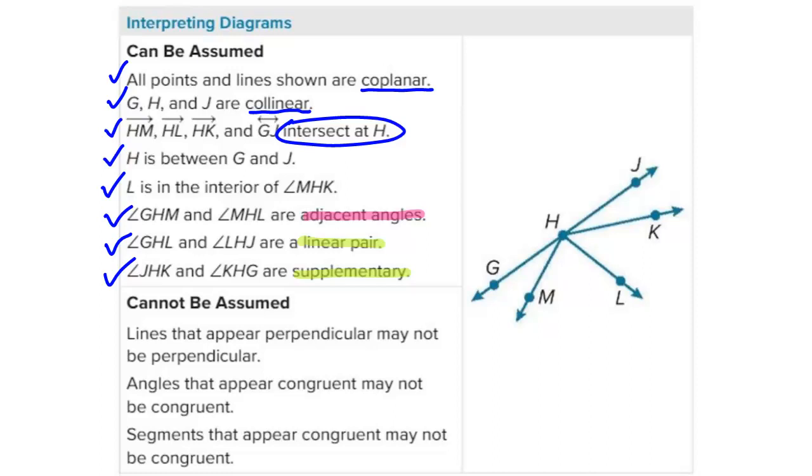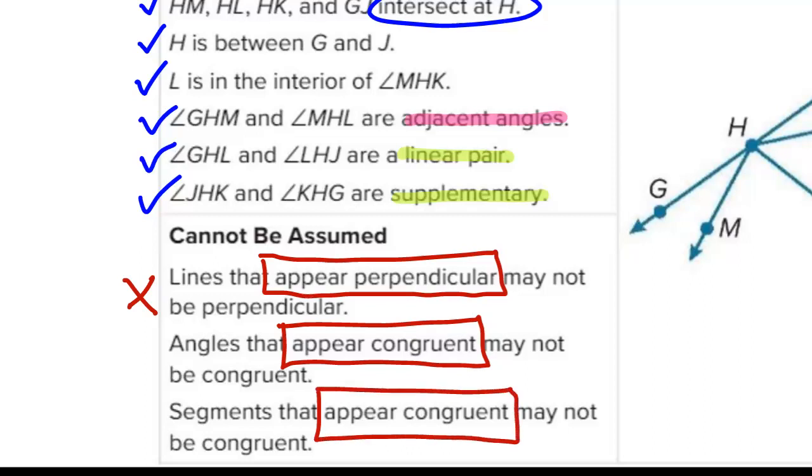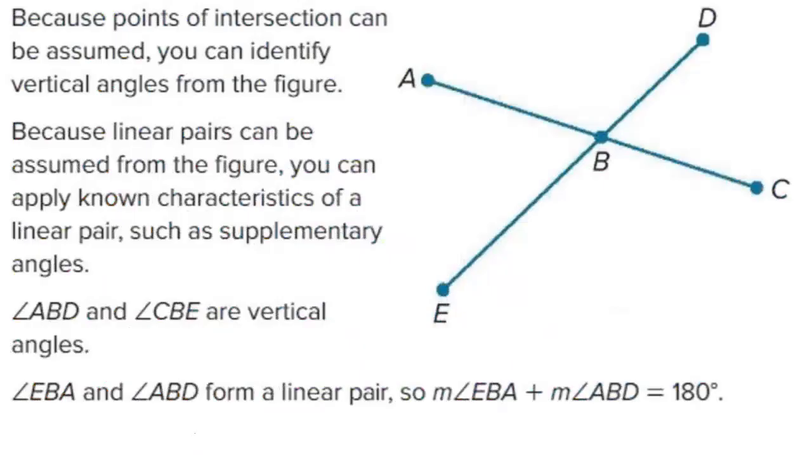Things that I cannot assume. If they look perpendicular, I cannot make that assumption. If angles look congruent, or if segments look congruent, I am not allowed to assume that. I am allowed to assume that things that look like vertical angles really are. And I am allowed to assume linear pairs, which I already mentioned.